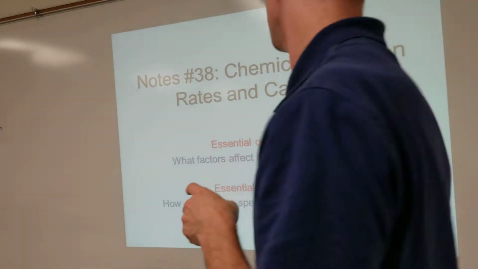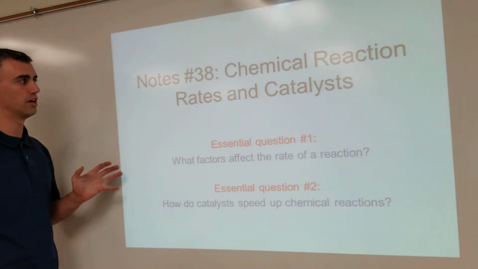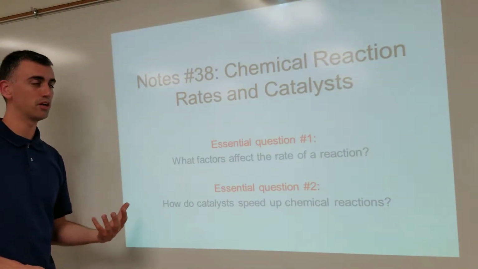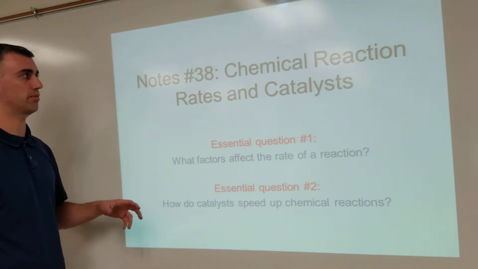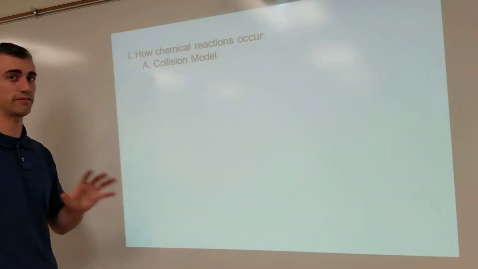All right, let's look at chemical reaction rates and catalysts. So we're going to take a conceptual view of the speed at which chemical reactions happen, what makes that speed change, and what can affect how quickly the reaction happens. First of all, we have to think about what makes a chemical reaction even happen in the first place.